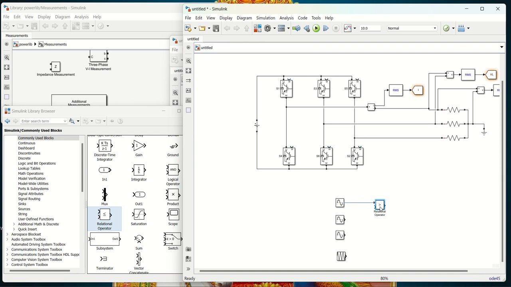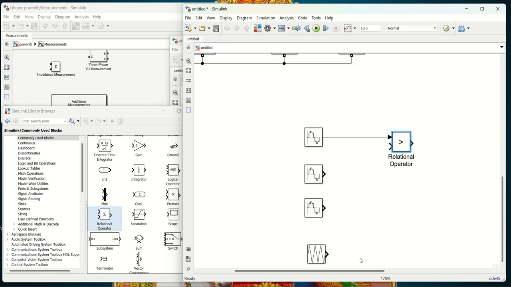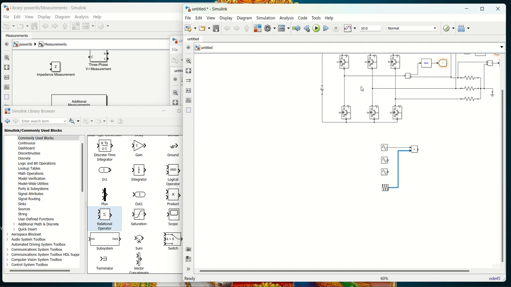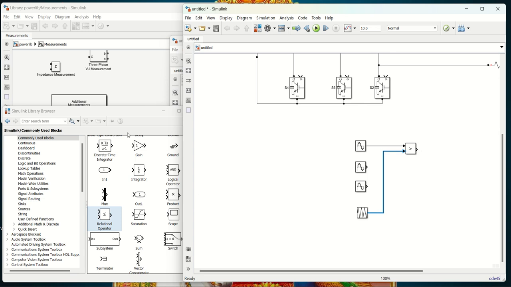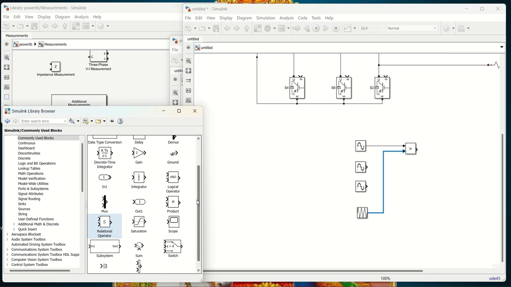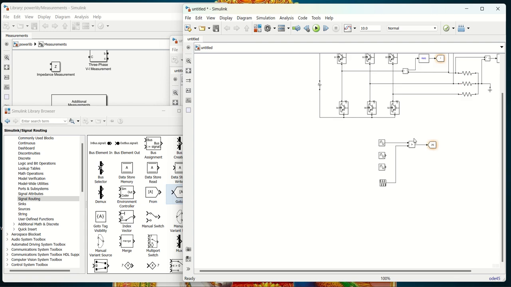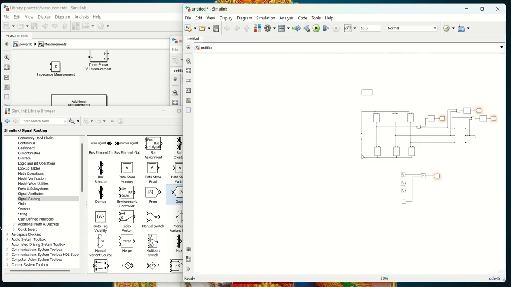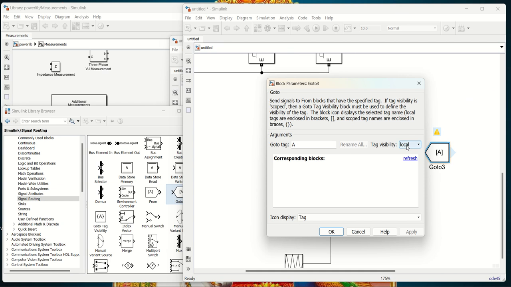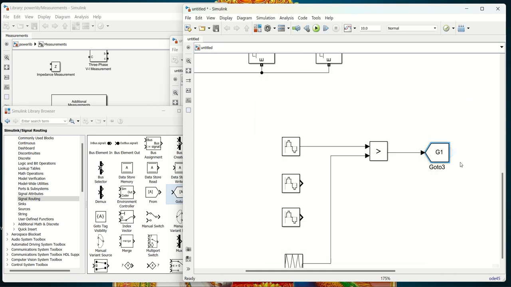I will try to zoom it. So this is our relational operator, and this is for the A phase. For signal routing, I will take a signal. This will be going to S1, right? So I will make it global, and I will take it as G1. This is my G1.